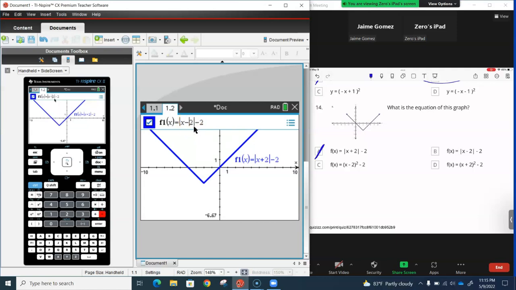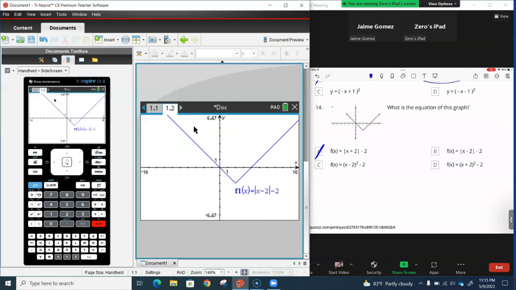Now letter B. This is x minus 2 minus 2. Oh, there you go. That looks just like it. So letter B is right.